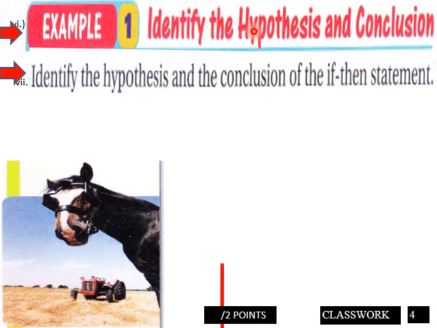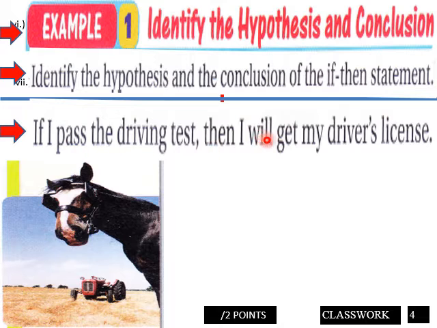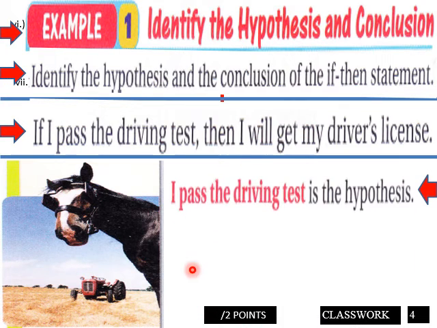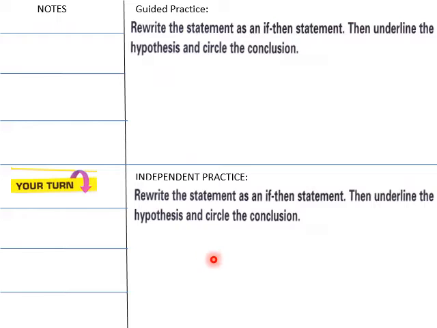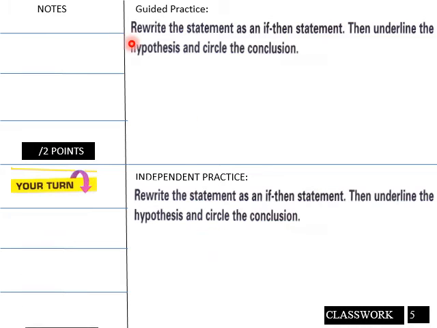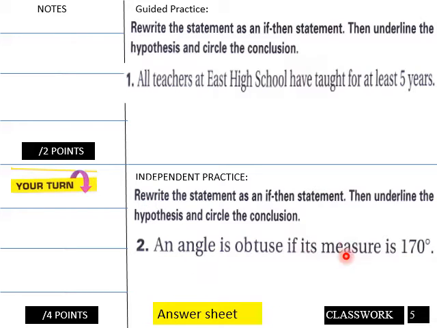Okay, example 1, identify the hypothesis and conclusion. If I pass the driving test, then I will get my driver's license. So, I pass the driving test is the hypothesis. If I pass the driving test, and then what? I will get my driver's license is the conclusion. If, then: that is the structure of that statement. Rewrite the statement as an if-then, then underline the hypothesis and circle the conclusion. We're going to do this in guided practice. Students, this is yours to do on your own.